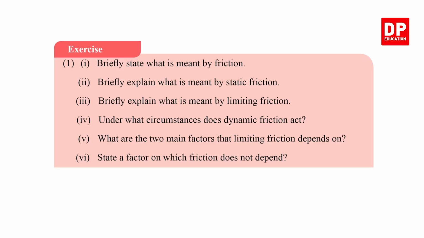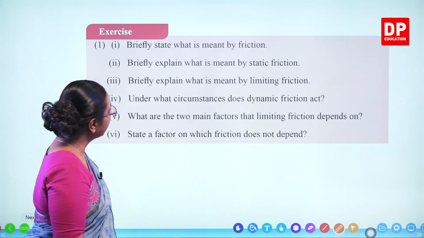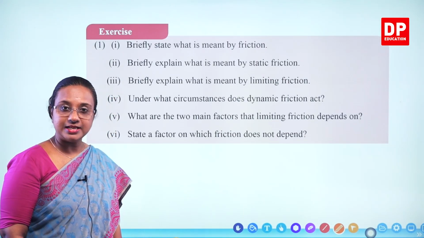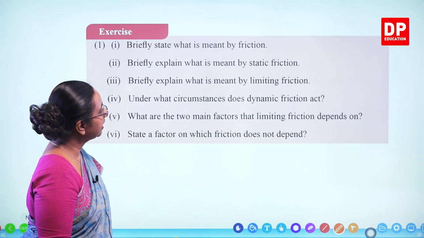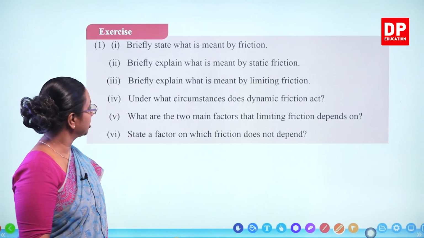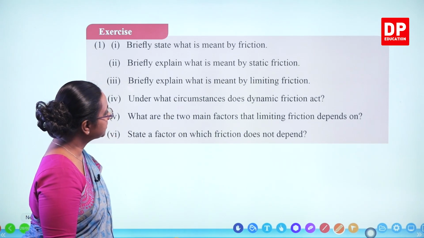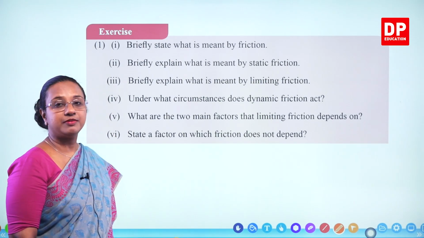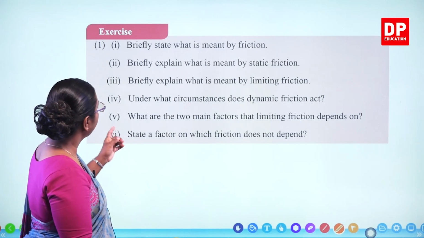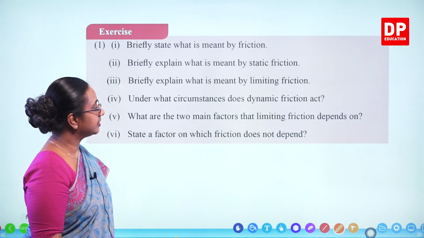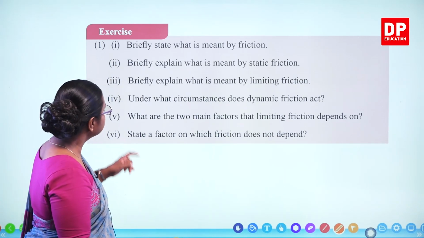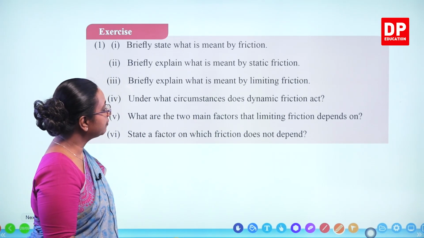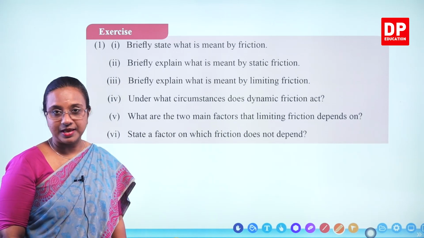Exercise. Briefly state what is meant by friction. Briefly explain what is meant by static friction. Briefly explain what is meant by limiting friction. Under what circumstances does dynamic friction act? What are the two main factors that limiting friction depends on? State a factor on which friction does not depend.